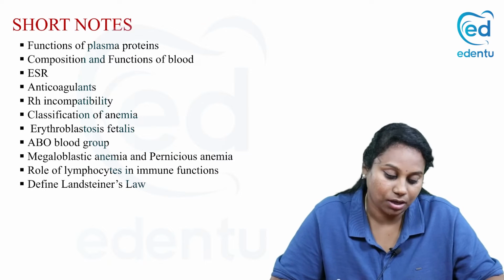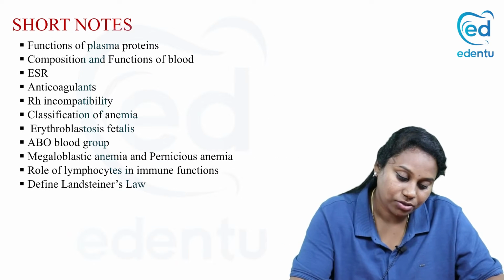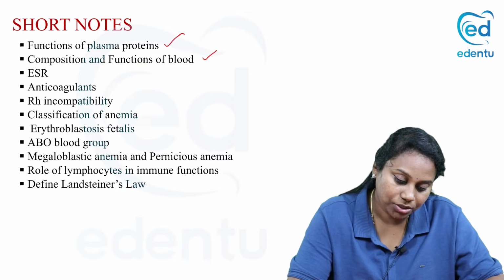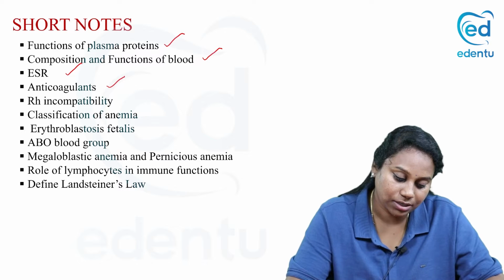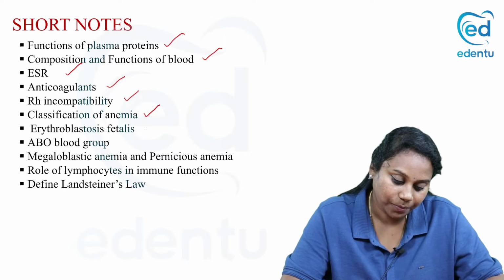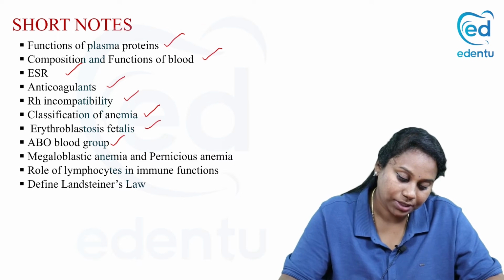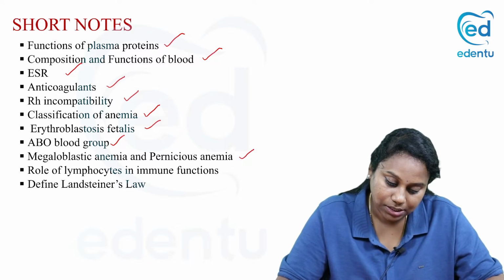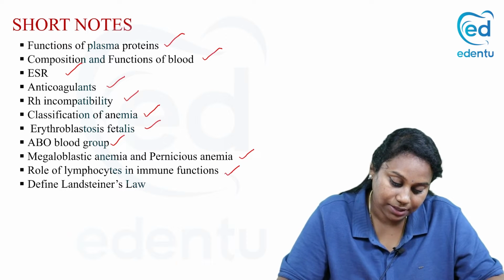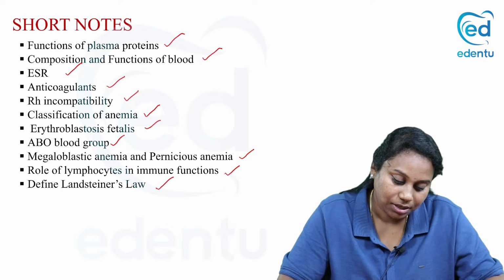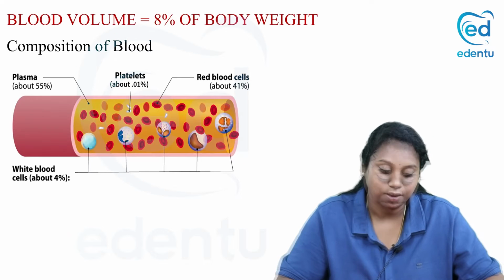So let's see what are the short notes. Functions of plasma proteins, composition and functions of blood, ESR, anticoagulants, Rh incompatibility, classification of anemia, erythroblastosis fetalis, ABO blood grouping system, megaloblastic anemia and pernicious anemia, role of lymphocytes in immune functions, Landsteiner's law.